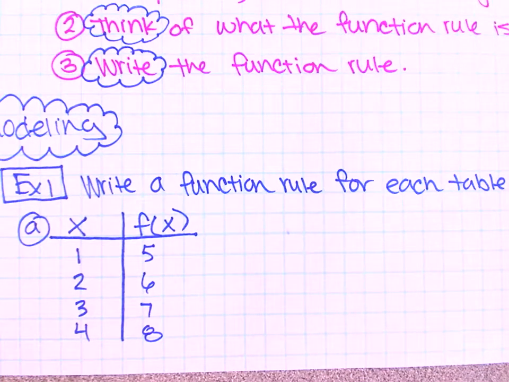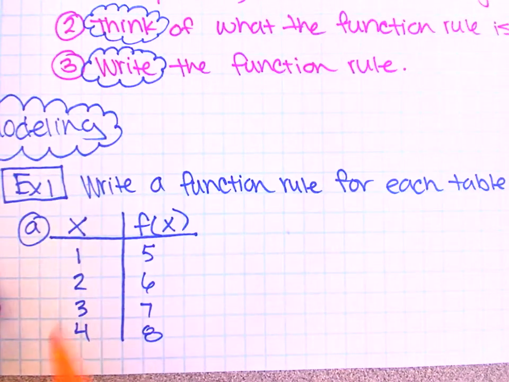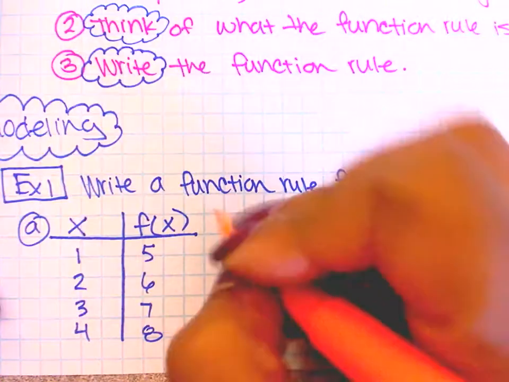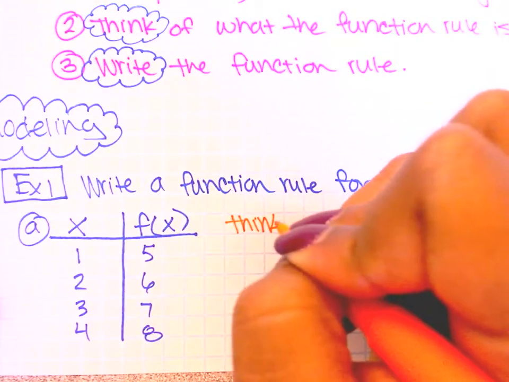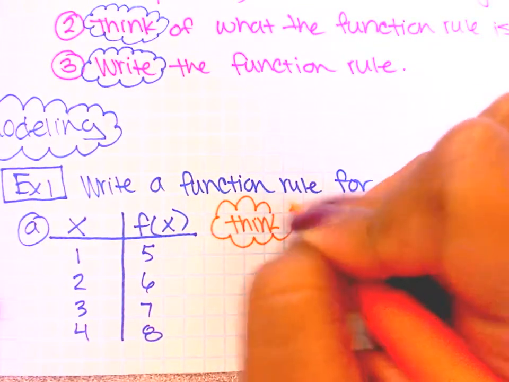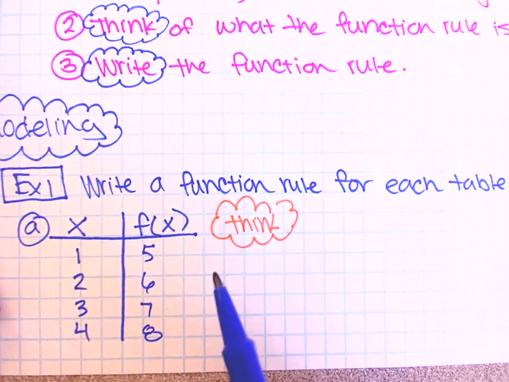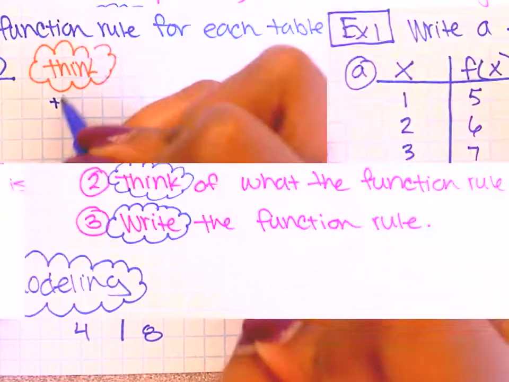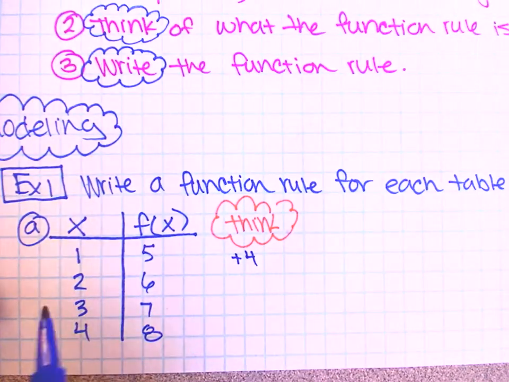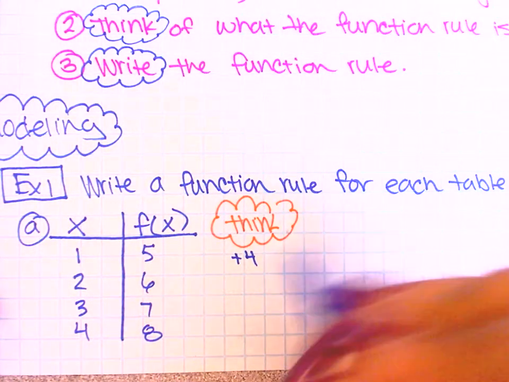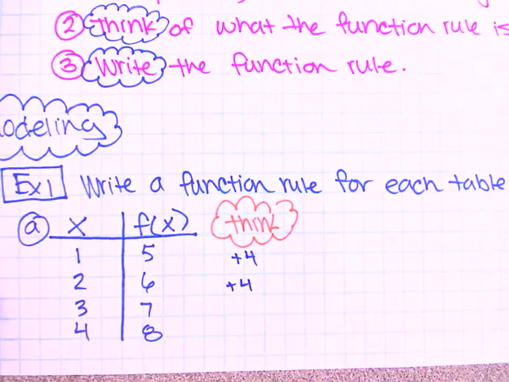So what I'm going to do over here is look at that table and ask yourself, step number 1, what can I do to get from 1 to 5? What can I do to get from 2 to 6? So I'm going to think of what my rule is. Let's see, if I go from 1 to 5, 1 plus 4 is 5, so maybe I'll add 4. I get from 2 to 6, 2 plus 4 is 6. So my rule has to be the same across all of them. Let's see if it matches up.